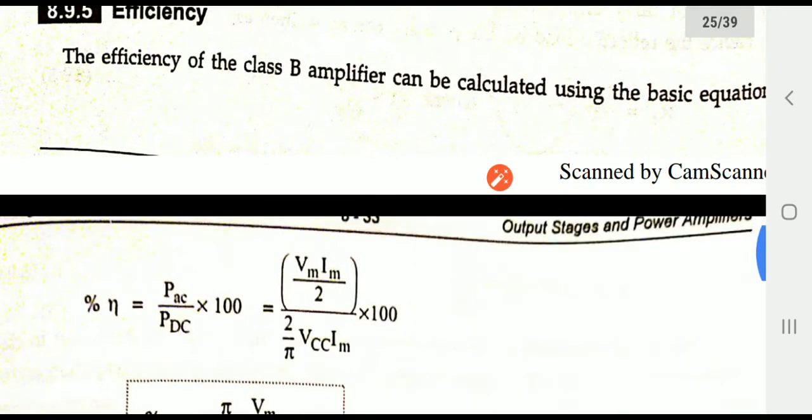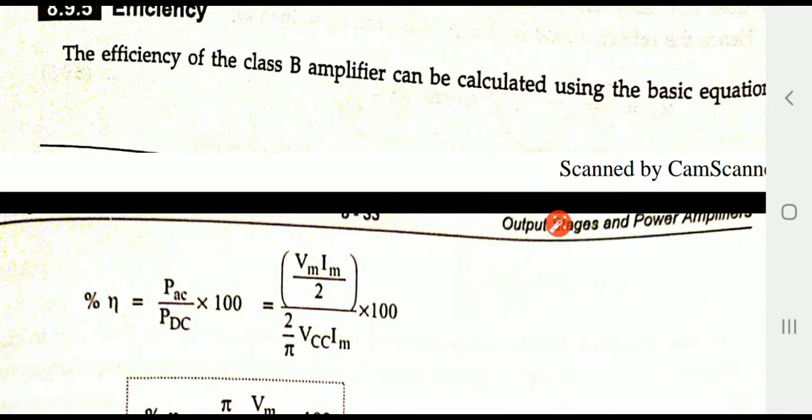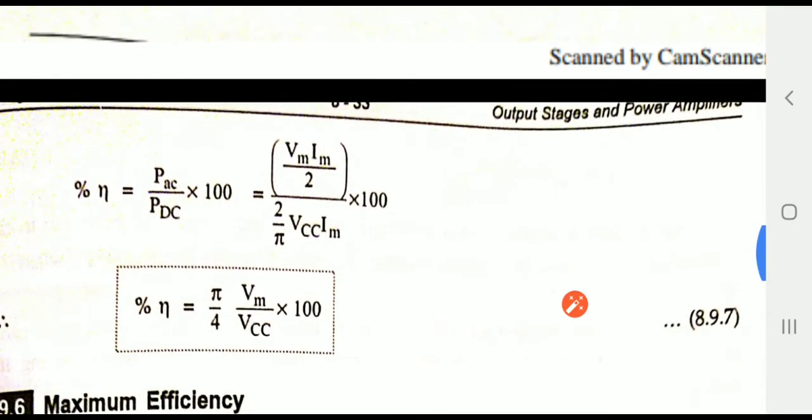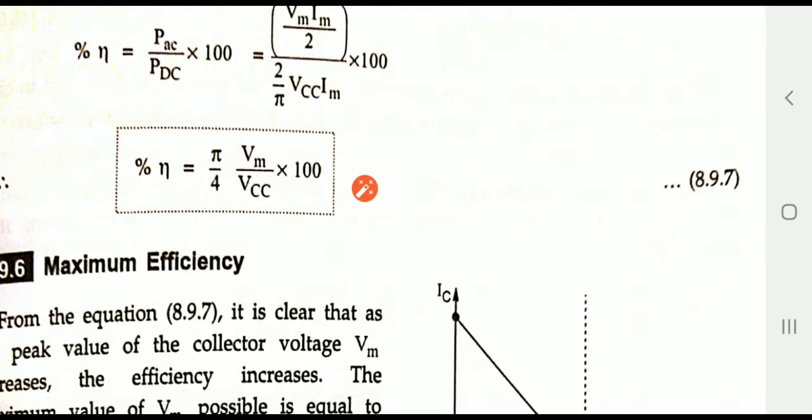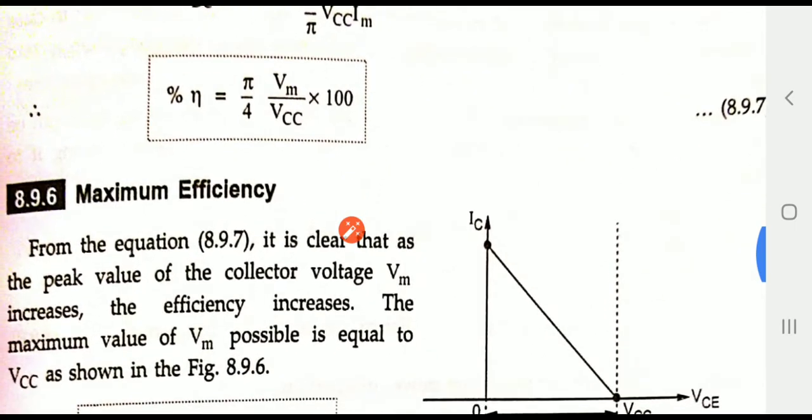When I come to the efficiency, as the formula says, it is the ratio of AC output power to DC input power, PAC by PDC into 100. Here PAC is nothing but Vm into Im by 2, the peak values formula, and this is the PDC formula. Substituting this and cancelling the terms which are required, I will get efficiency as pi by 4 into Vm by VCC into 100. So this is the efficiency.